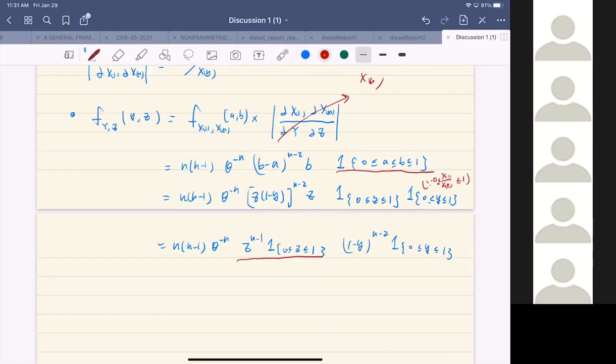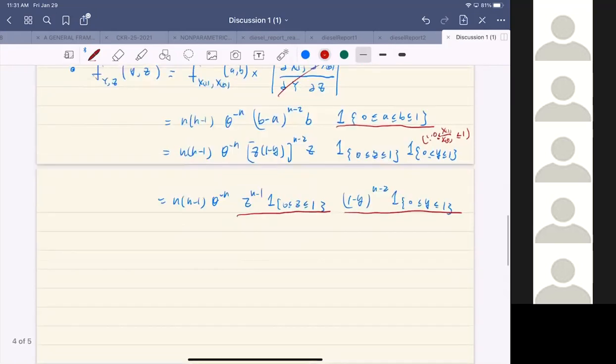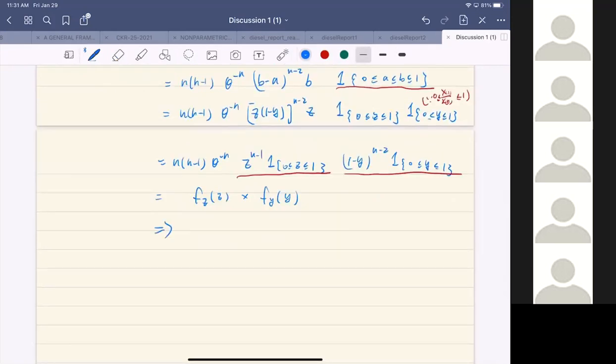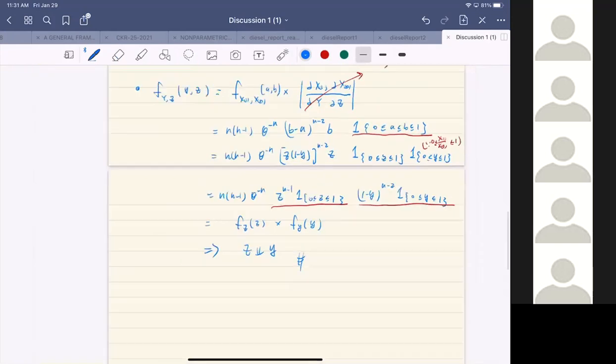So we have two terms, this term and this term. So we can say it should be some function of z multiplied by the other, so that can imply z is related to y. Then we complete the proof.